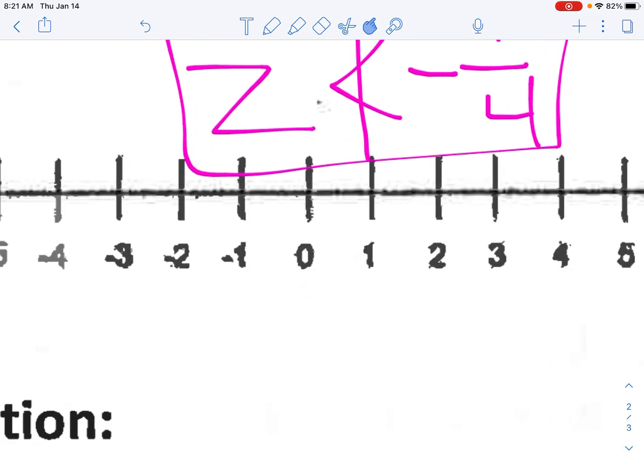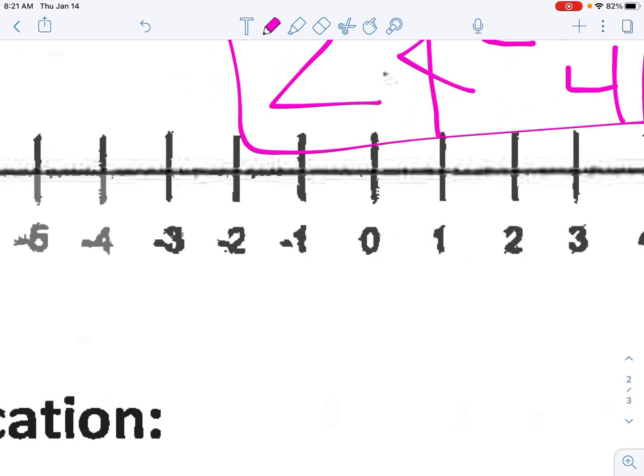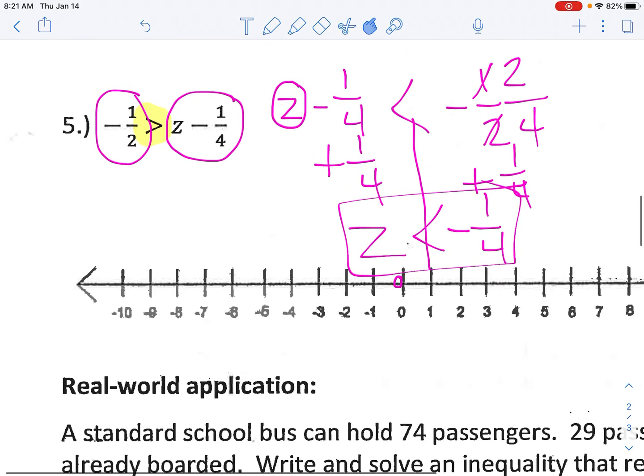All right, so let's graph this one. Negative 1/4 is going to be just to the left of 0. And we are going to look at the arrow. So less than points to the left. So we're going to darken this line and darken this arrow. And we're finished. Yep, because that one's just less than.